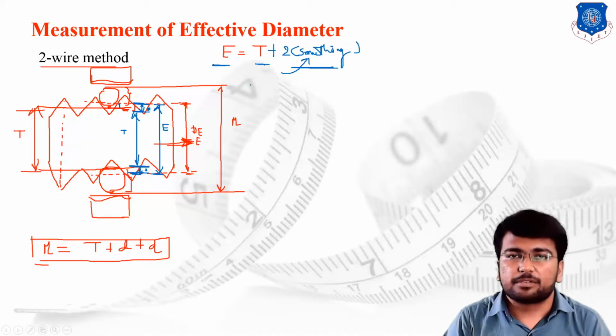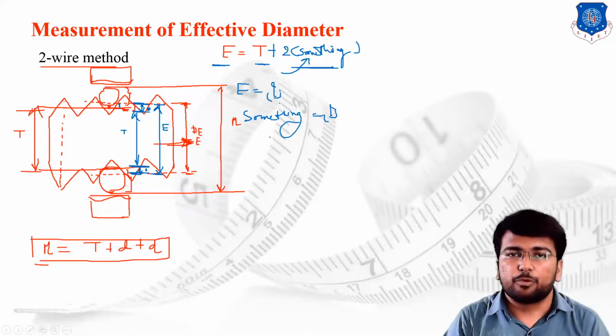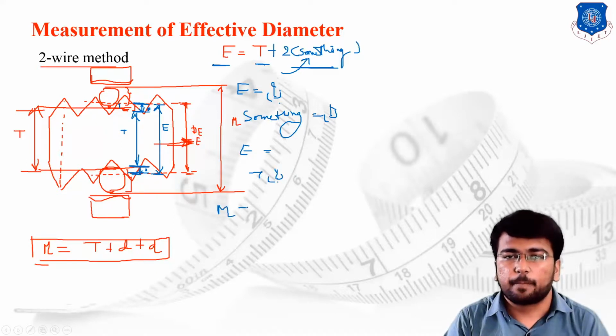We started with the measurement of E. To find the value of E, if I can somehow find the value of something, then by putting it over here I can measure the value of E. For this, we have to know the value of T as well. What is T? We can find T from the equation M is equal to T plus twice D. We know the value of M, because by using the micrometer anvil you can measure this particular dimension.